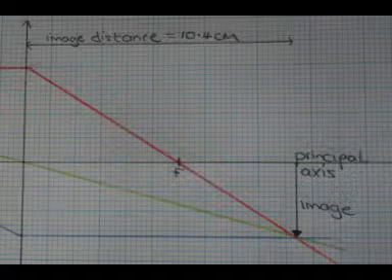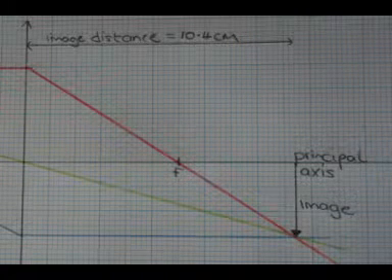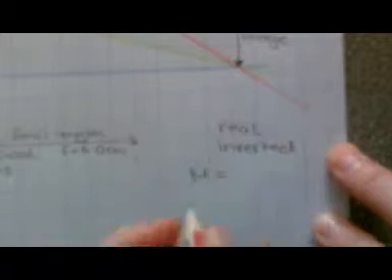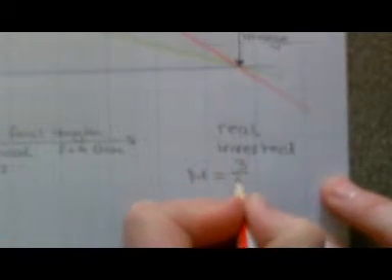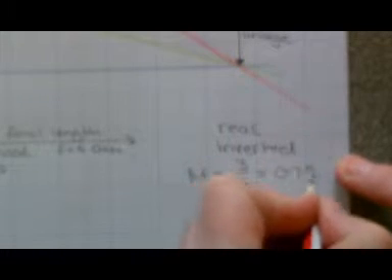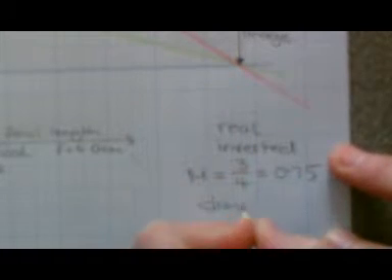The image is smaller than the object. It is said to be diminished. We can calculate the magnification, which is image height divided by object height. This gives a magnification of 3 divided by 4, or 0.75.